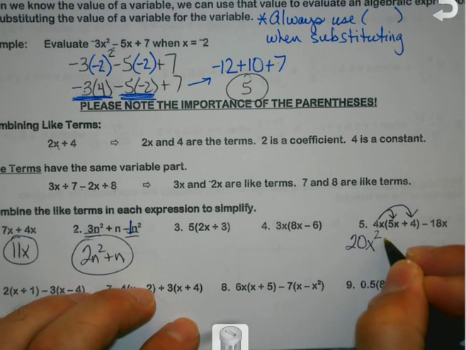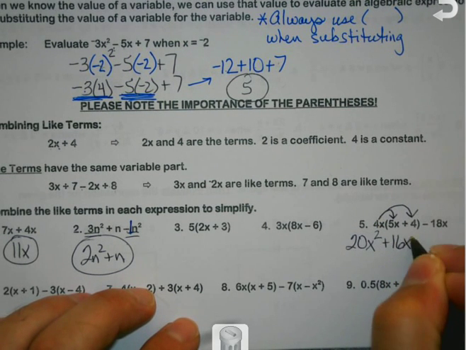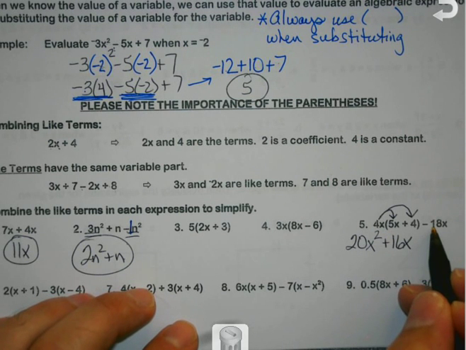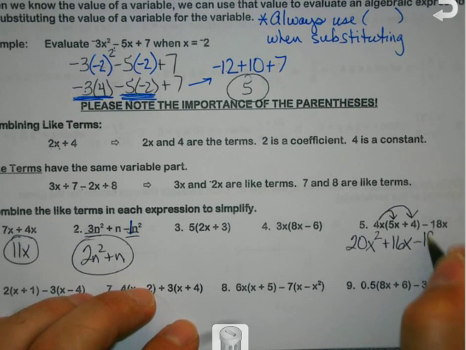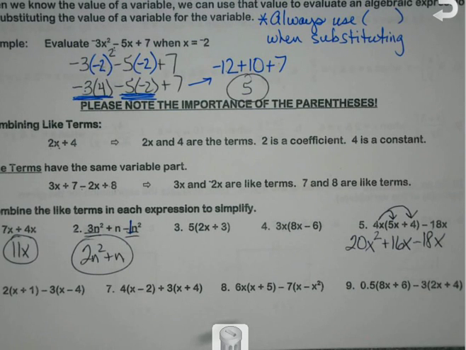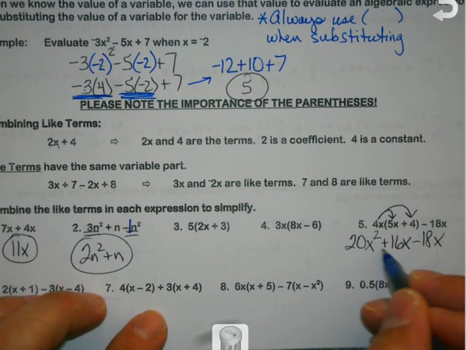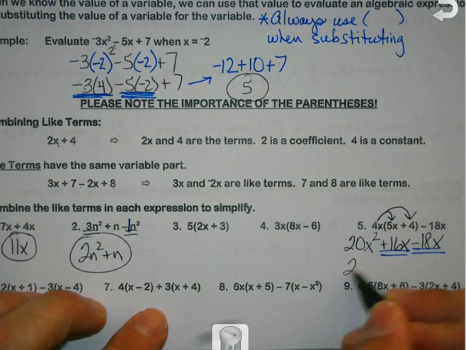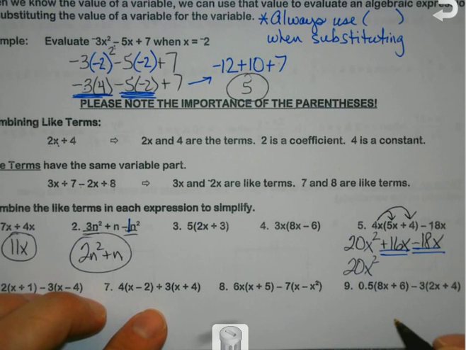4 times 4 is 16, and I just have the x. There's no other x to multiply by. And the negative 18x isn't even in the parentheses, so it doesn't get any of the distributing. Once I have that distributing done, I just go back and look for the parts that are alike. No other x squared, so that gets left alone.